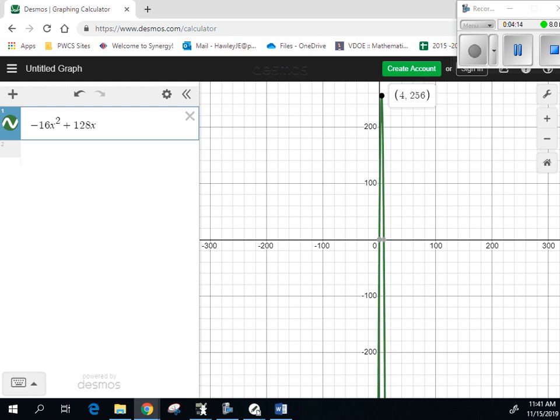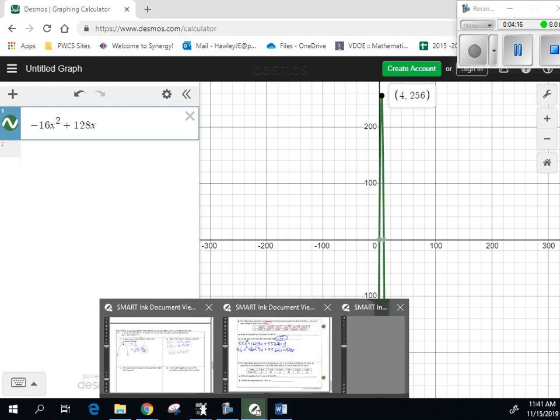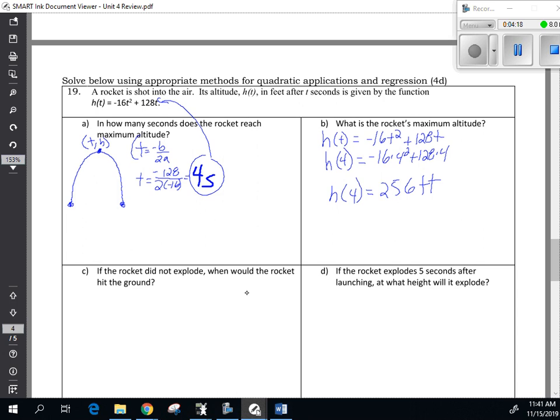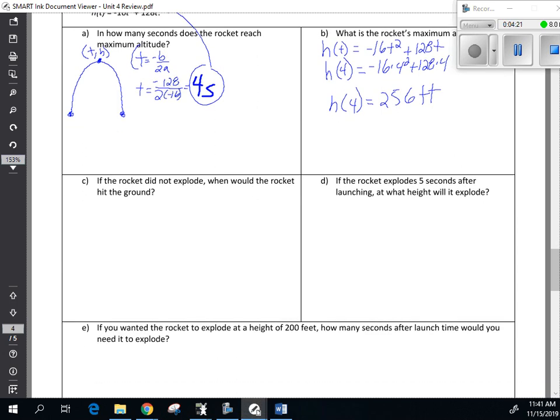So going back to review, you have Desmos where you can use the formulas. I pretty much know that most people use Desmos, which is fine. If the rocket did not explode, when would the rocket hit the ground? That's always when your height is equal to 0. So we use our same equation: negative 16 t squared plus 128 t. When is that equal to 0? When does it hit the ground? Because you're replacing your height with 0.